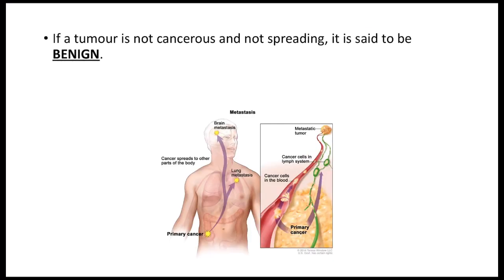So if a tumor is not cancerous and not spreading, it's said to be benign. If a tumor is cancerous, it's called malignant. If a malignant tumor is spreading, it's said to have metastasized. So when you end up with a primary source of cancer that has spread to other parts of the body, this is the idea of metastasized. This occurs by cancerous cells breaking off and going through blood vessels to other parts of the body.